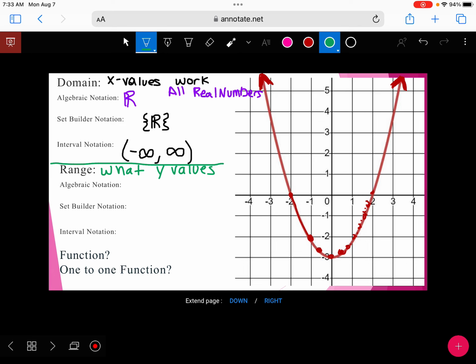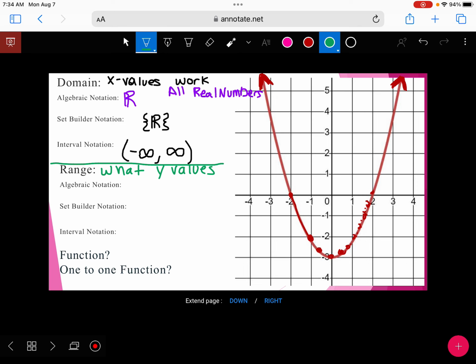So when I picked my x of -3, we got 4. When I picked my x of -2, we got 0. When I picked my x of -1, we got -2. X of 0 gives us -3. Anyone notice a pattern with my y's there? Is it going to be all real numbers again? No. You're right. Good guess.